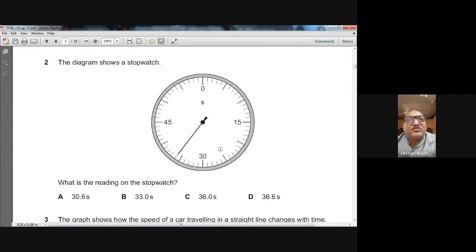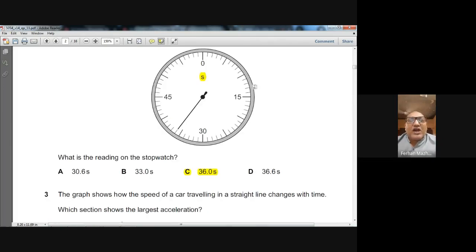The diagram shows a stopwatch. What is the reading on the stopwatch? So you can see here we have a stopwatch. 30, 31, 32, 33, 34, 35, 36. So the reading is 36 seconds. It's measuring in seconds, this is written here, seconds. So C is the choice. Question number 2, C is the choice.